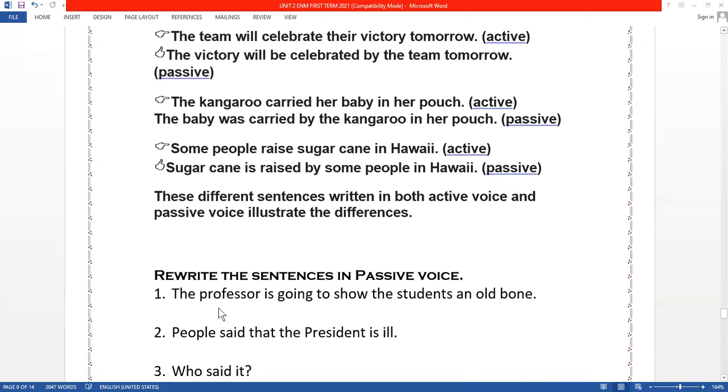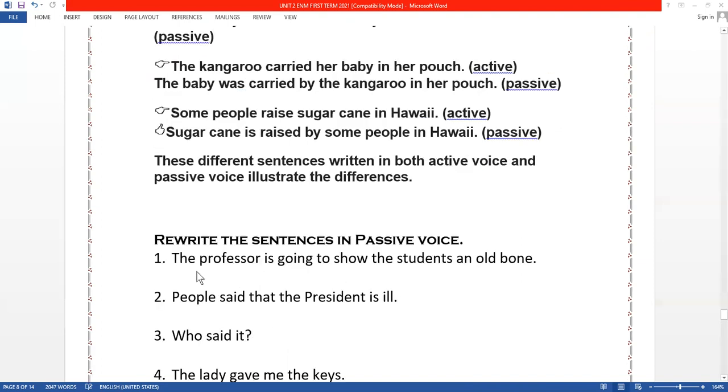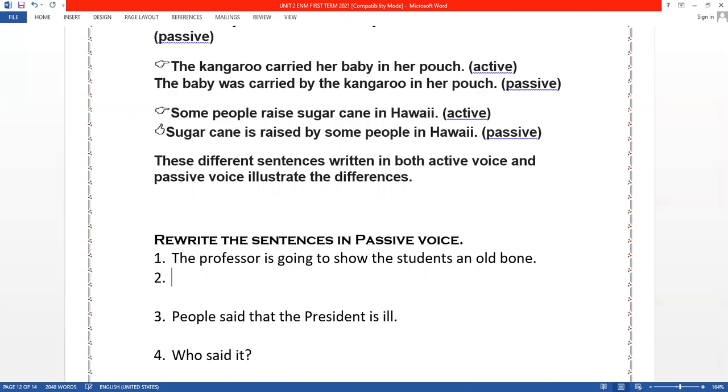Now, exercise, my dear students. Take care while I am answering this exercise. The professor is going to show the students an old bone. Here, the object is an old bone. Let's start with an old bone.